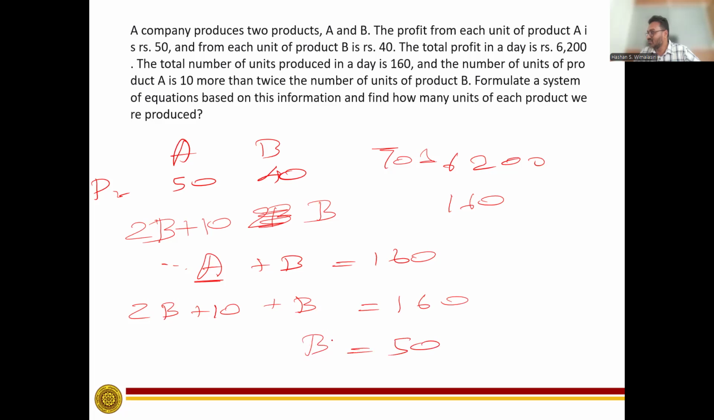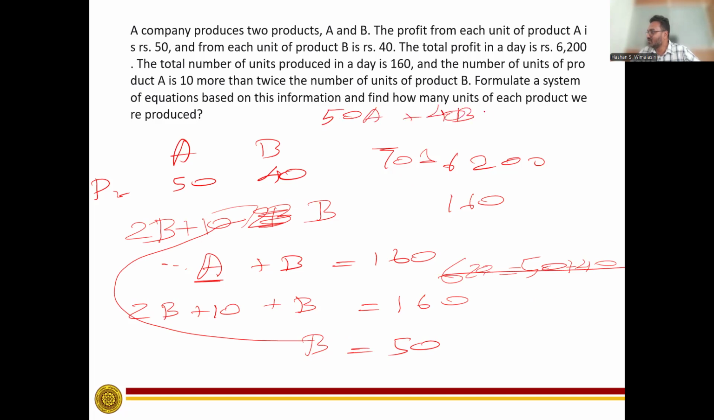And if we substitute that into the first equation, it means 50A plus 40B equals 6200. So then you can get this value. We substitute, and after that you will be getting 110 for A. Right, that's the way you can solve it.